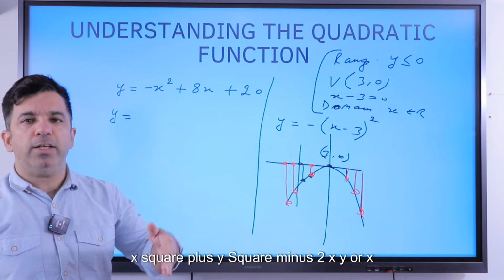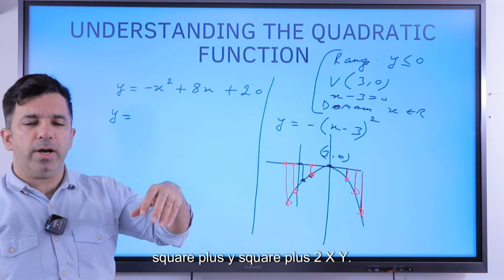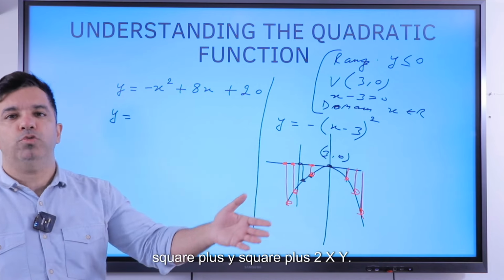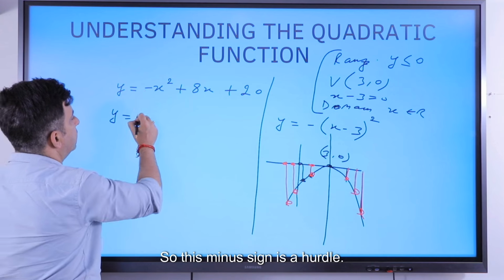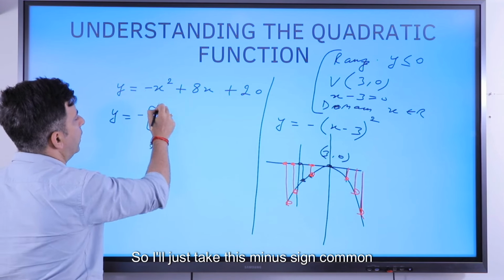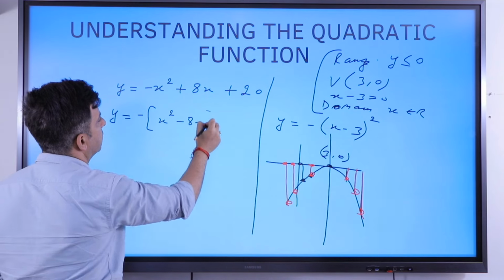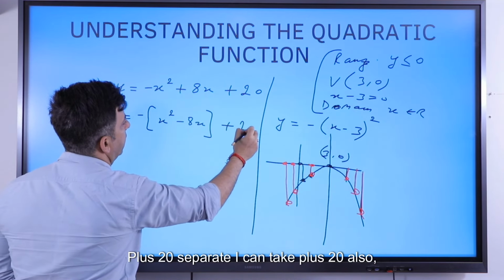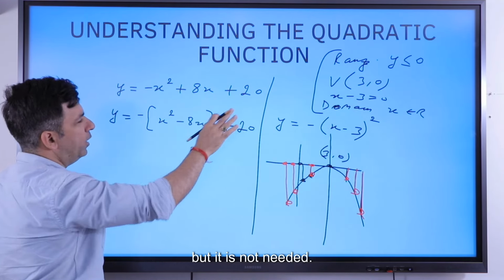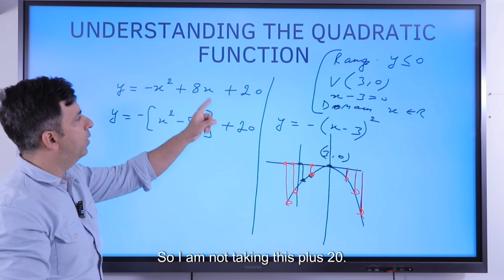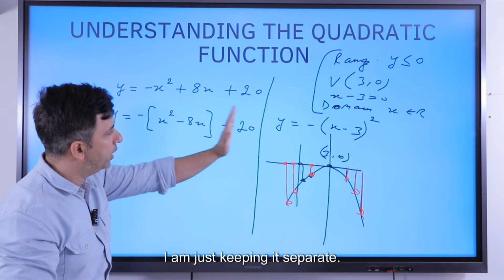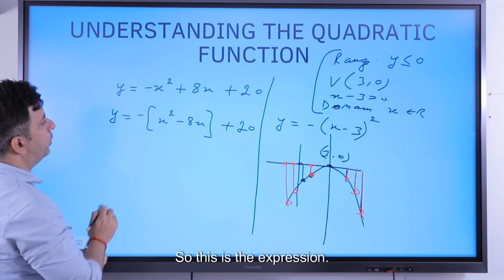x square plus y square minus 2xy, or x square plus y square plus 2xy. So this minus sign is a hurdle. So I'll just take this minus sign common outside. It would give me x square minus 8x, and plus 20 is separate. I can take plus 20 also, but it is not needed. So I'm not taking this plus 20. This is a constant term, I'm just keeping it separate. So this is the expression.